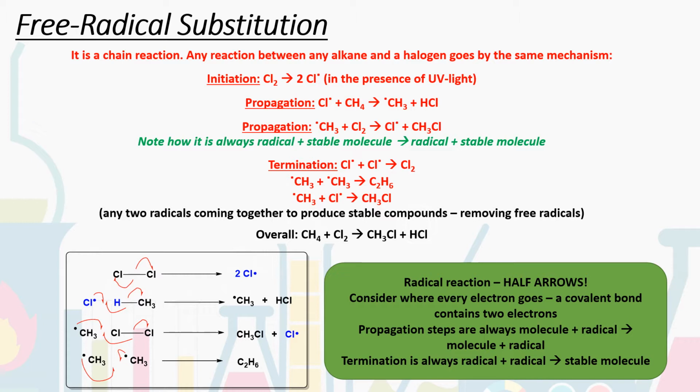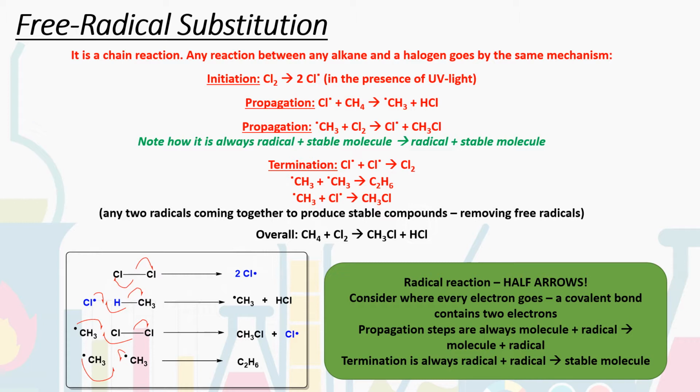We then have a propagation step, in which our chlorine free radical reacts with our alkane. In this case, I've drawn it as methane, CH4. Now the first step always abstracts an H atom from our alkane. So in this case, we end up producing HCl as well as a CH3, a methyl radical. Our second propagation step is to take that radical that we've just made, our CH3 radical, and react it with more molecular chlorine. This abstracts one of the chlorine atoms, so we end up forming CH3Cl, chloromethane, our haloalkane, and we regenerate our chlorine free radical.